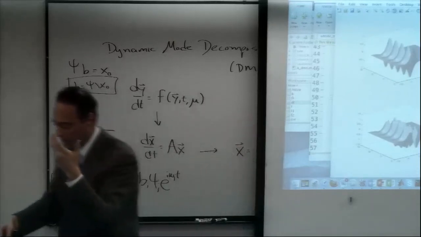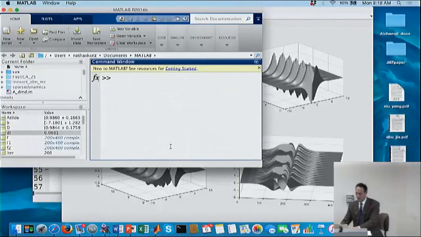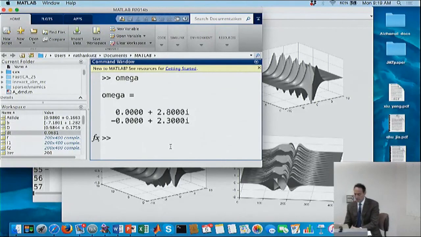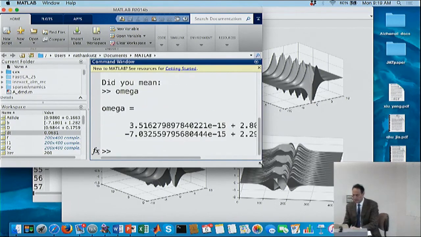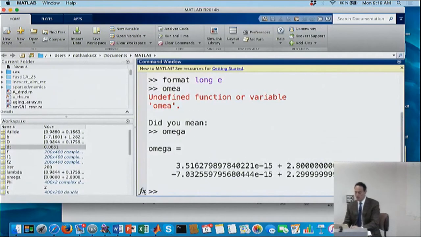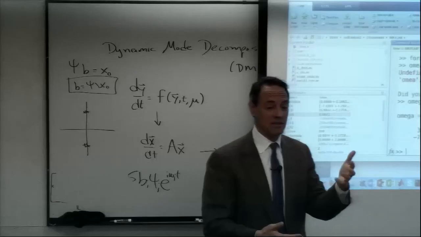So what happened here is it actually gave me eigenvalues. We can actually look at them. Should we look at them, the eigenvalues? They're the omegas. Here we're going to do omega. Format long E. Omega. Okay, check it out. The reason we're doing so well is, what's the real part? Numerical round off. So in this case, don't be deceived.